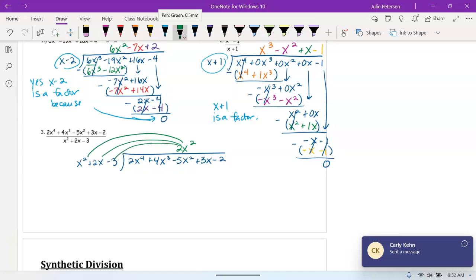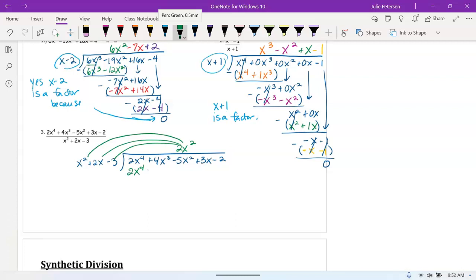So I'm going to do 2x squared times x squared, that's 2x to the fourth, 2x squared times 2x, that's positive 4x cubed, and then 2x squared times negative 3 is negative 6x squared. So you just want to take a second and make sure all your math is good there before we move on, because mistakes here will sort of have a ripple effect. We want to make sure everything is right from the start.